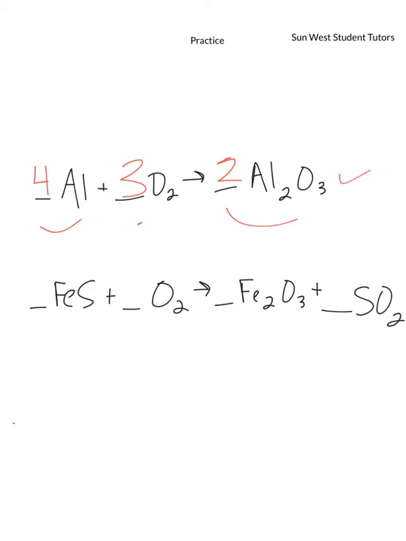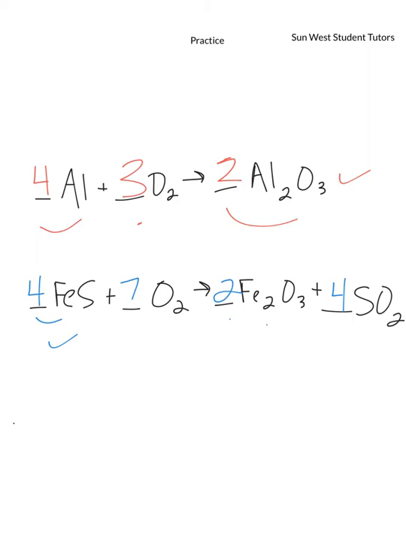Let's move on to the next one. Iron and sulfur and oxygen. Okay, so let's begin. Let's put a 4 here, and a 7 here, and a 2, and a 4. Let's check this out. So over here, we can see that we have 4 iron. So this, because it doesn't have a subscript or a small number following it, is considered 1. So 4 times 1 equals 4. So this one's okay. 2 times 2 is 4. That one's verified for our iron.